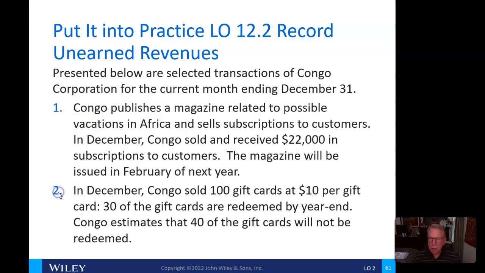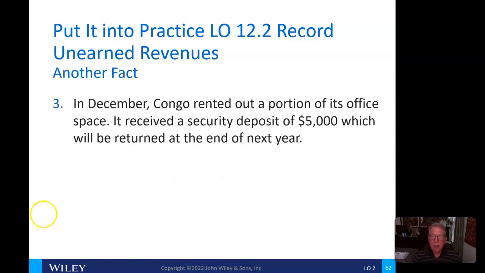Number 2, in December, they also sold 100 gift cards at $10 per gift card. 30 of the gift cards are redeemed by year end, and it estimates that 40 of the gift cards will not be redeemed. Breakage. Okay. And number 3, in December, Congo rented out a portion of its office space. It received a security deposit of $5,000, which will be returned at the end of next year.